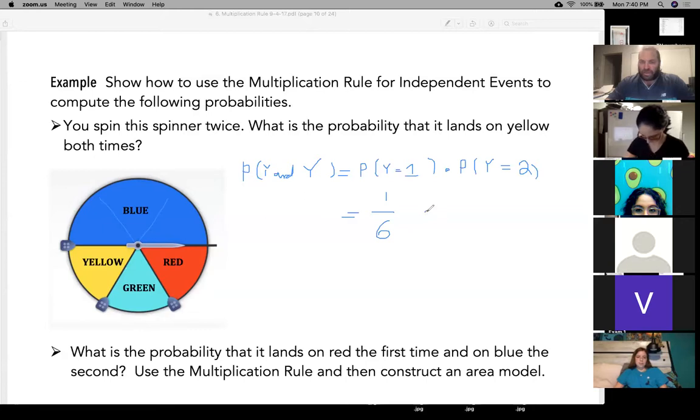And how about the second spin? What's the probability that it's yellow? 1 out of 6. And therefore, what's the probability that they're both yellow? 1 out of 36. And that's what my brain did first.